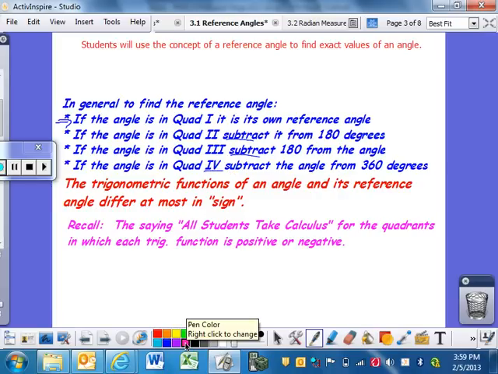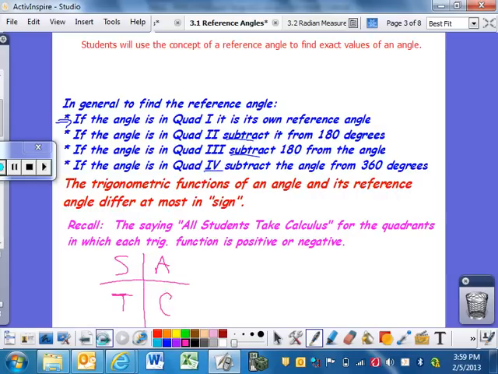What we need to recall from things that I've done before, the All Students Take Calculus part, we need to know where these trig functions are positive, negative, or whatever. So All Students Take Calculus. Just know that all of them are positive in quadrant 1. The sine only is positive in quadrant 2. Tangent's the positive one in quadrant 3. Cosine's the positive one in quadrant 4. This is going to help us set these up.